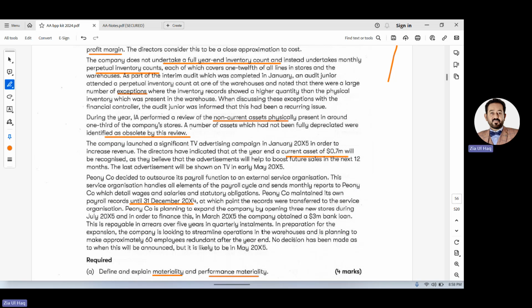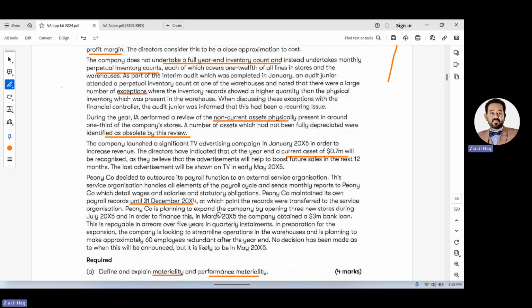Even we can say detection risk, because for half the period the records are available in the company, and we can verify. For the remaining half, where are the records? Outside the company. We cannot verify them in any other accountancy firm. They will not allow us to enter their premises because they might be our competitor firm. So there will be detection risk. The auditor will not be able to detect half of the payroll expenditure. So at which point were the records transferred to the service organization?